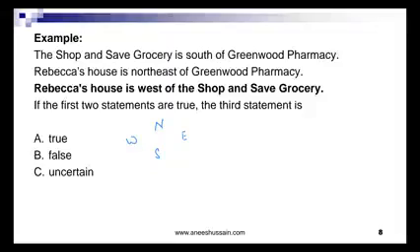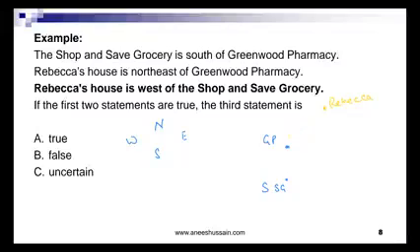So it says the shop and save grocery is south of Greenwood Pharmacy, which means Greenwood Pharmacy के नीचे bottom पे shop and save grocery है. So I'm just saying SSG. And Greenwood Pharmacy के लिए GP लिखा हुआ है. Rebecca's house is northeast. Northeast मतलब north and east. So it's like this in this way. So यहाँ पे Rebecca का house है. Is northeast of the Greenwood Pharmacy. So ये आपने मालूम कर लिया.